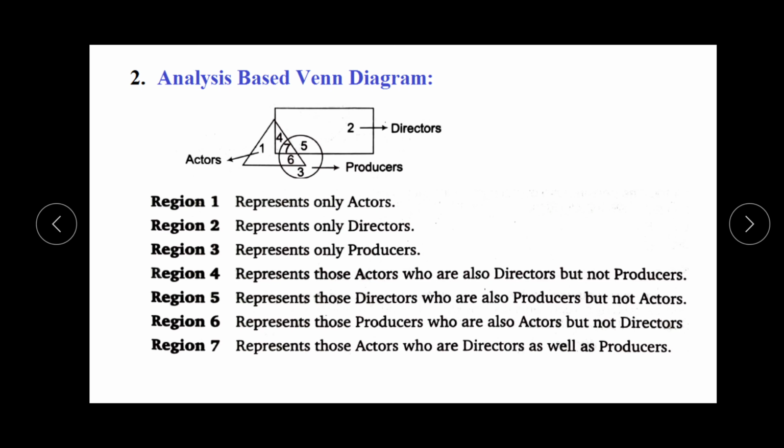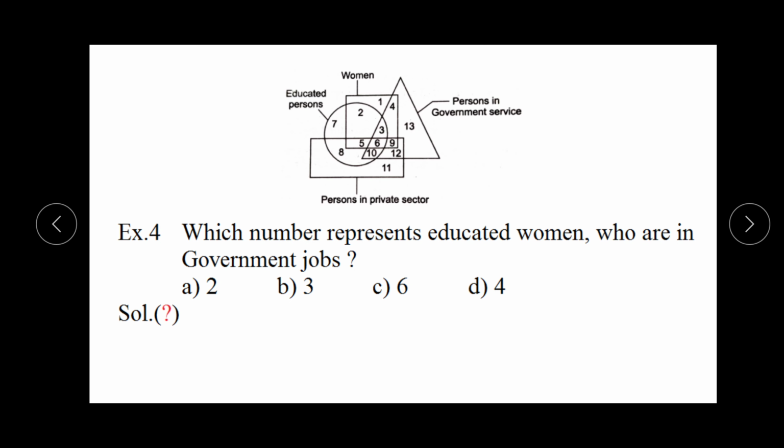That's why it is called an analysis based Venn diagram. It means this is based on the quantity. To understand this, we are taking an example of this type: which number represents educated women who are in government jobs? So first, we will identify and analyze this diagram.